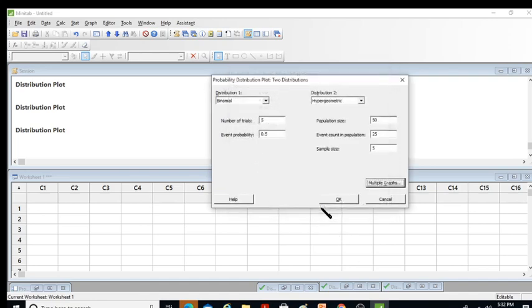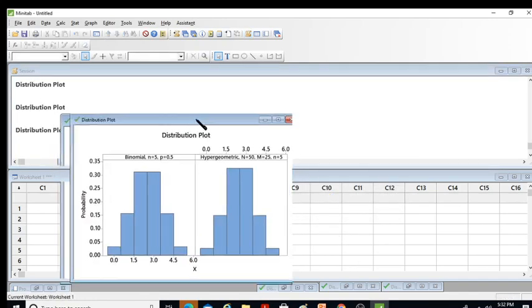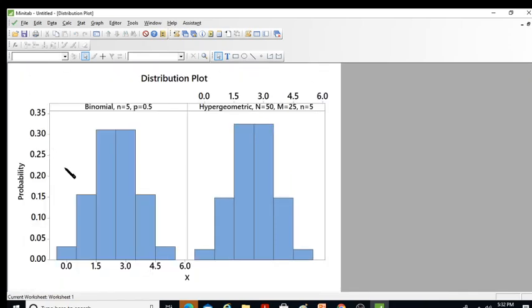So if I just click it, I will be able to compare these two types of distributions. I can see almost the same probability you are expecting, whether you are using this binomial distribution or hypergeometric distribution. Sample size is 5 here, and here it is a three-parameter distribution, this is a two-parameter distribution, and we can compare their probability distribution plots for both distributions side by side.